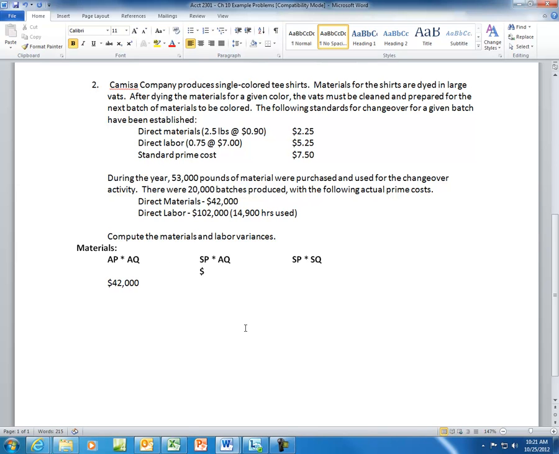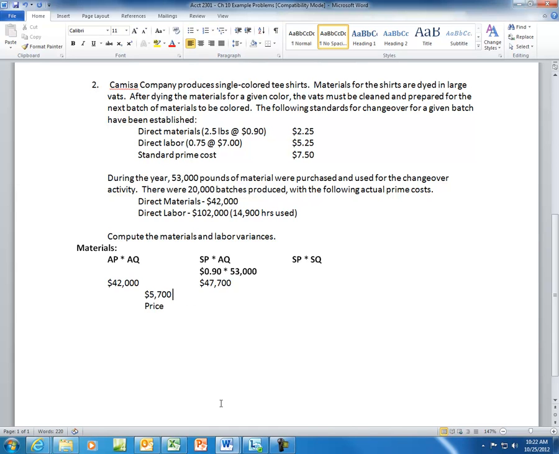Then for the standard price, we want to know how much did we think we were going to pay for the material, and we think we were going to pay 90 cents per pound. So we want to take 90 cents per pound and multiply it by the actual number of pounds, which is 53,000. So that's going to give you $47,700. Once I have column 1 and column 2 computed, then I can take the difference between those two amounts, and that's going to give me the price variance. So if I take 42,000 minus 47,700, that's going to give you a difference of 5,700, and this is your price variance. So your material price variance is 5,700.